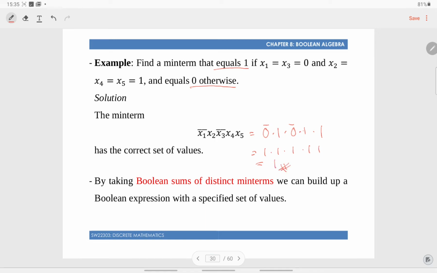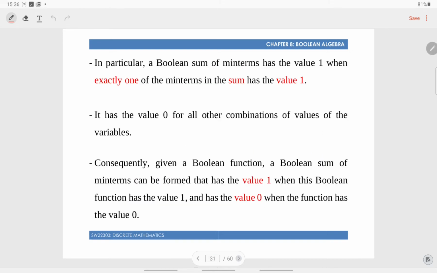Boolean expressions with the correct set of values can be built by taking the Boolean sum of distinct minterms: minterm plus minterm plus minterm. From this sum we can build up Boolean expressions. Combinations of several distinct minterms are combined by using the Boolean sum operation, so we can come out with another Boolean expression with a specified set of values.